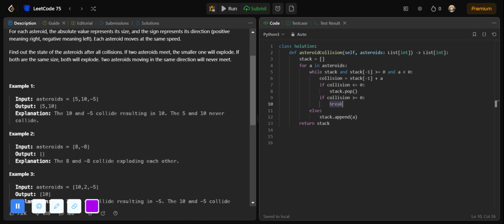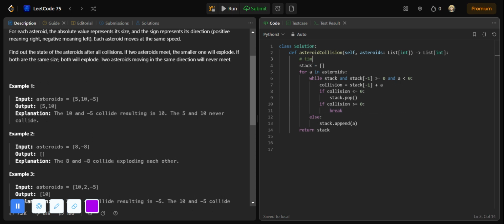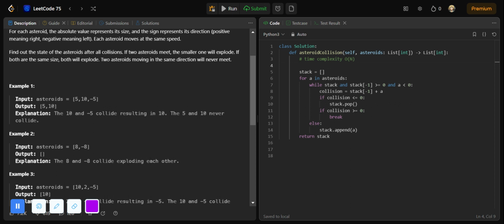So the time complexity is just O(n), and the space complexity is also O(n). So I have solved this problem in O(n) time and O(n) space. Let's see if it works or not.